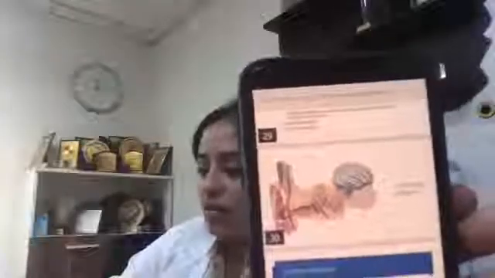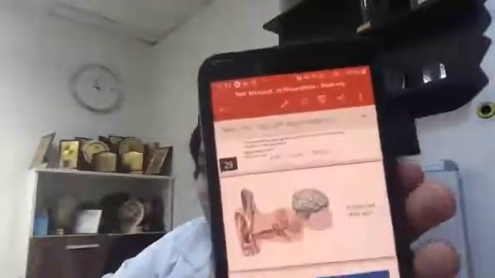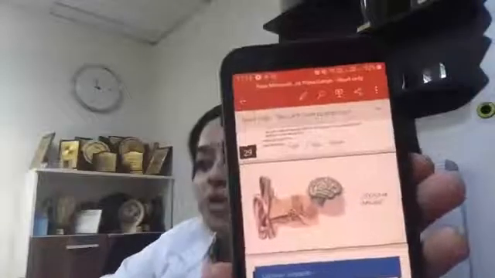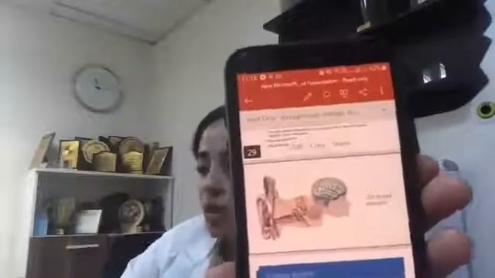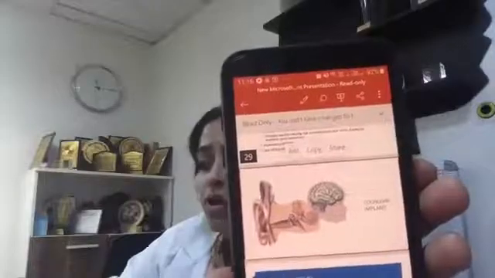And a multidisciplinary team is involved in this cochlear implantation. One is the ENT surgeon, another is the audiologist who will assess the hearing, and a speech and language therapist, psychologist, and a social worker. Coming to this cochlear implantation, I mentioned three types. So this is a cochlear implantation.